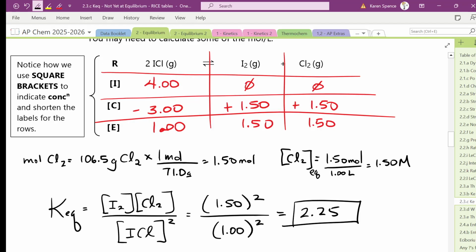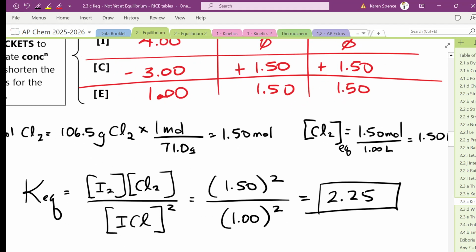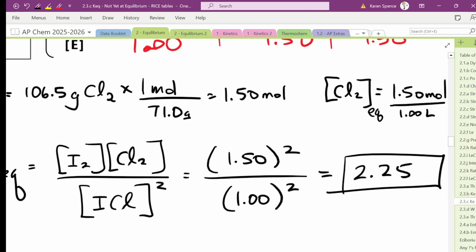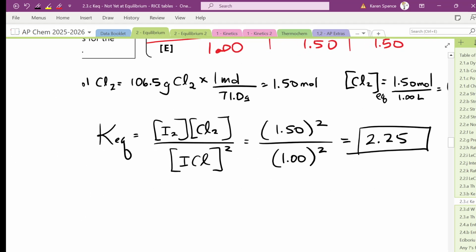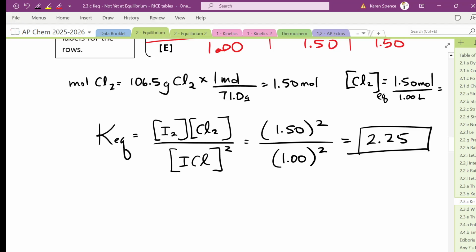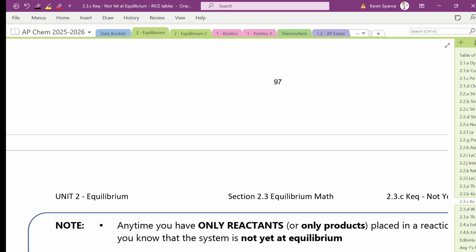How we doing? We're good? Okay, guess what we're going to do next? We're going to be given a Keq and asked to find an equilibrium concentration of something. At least I think that's what's happening next. Let's go take a look. What's on our next page?